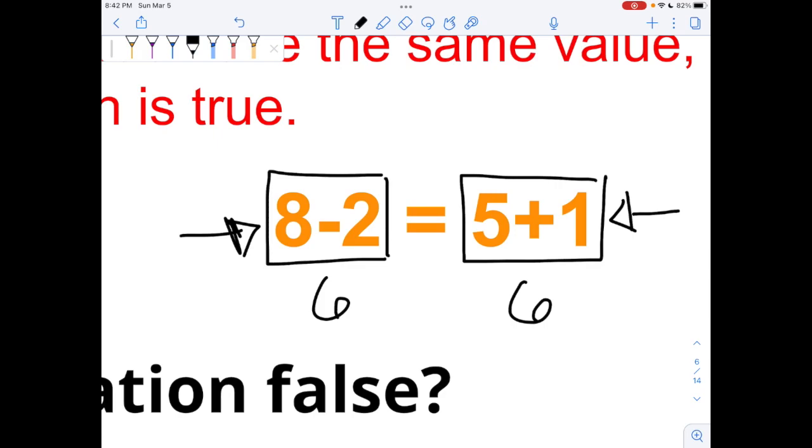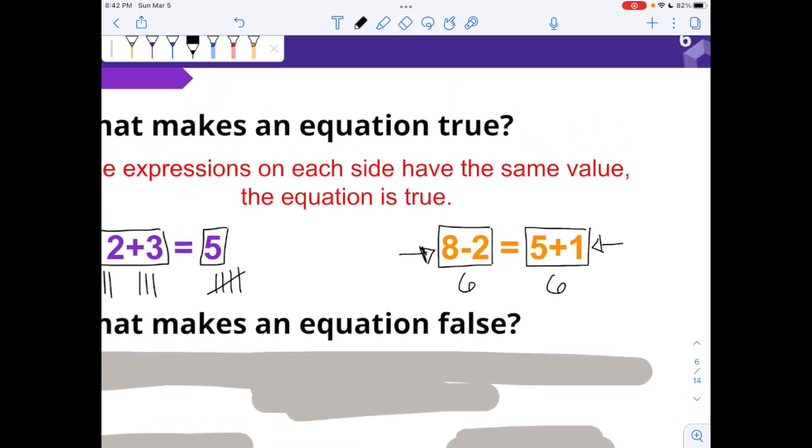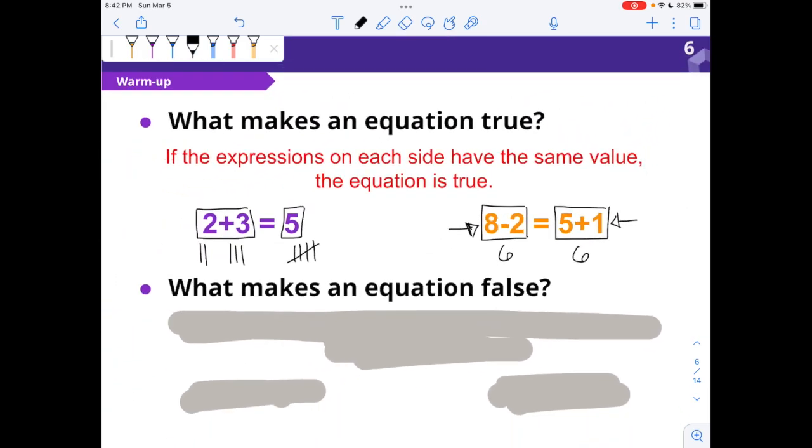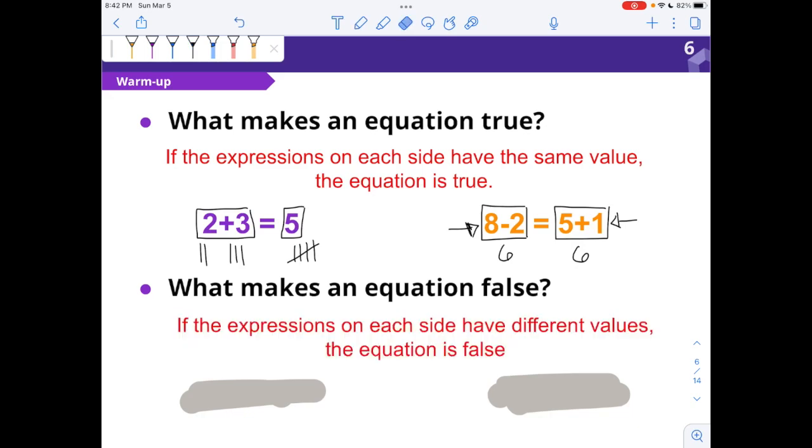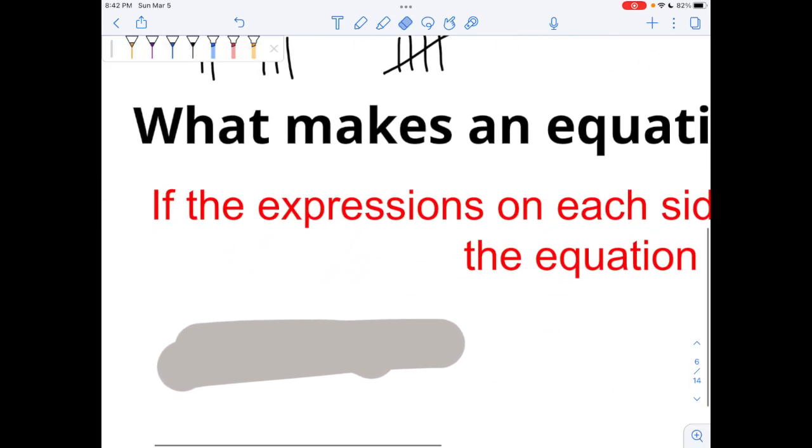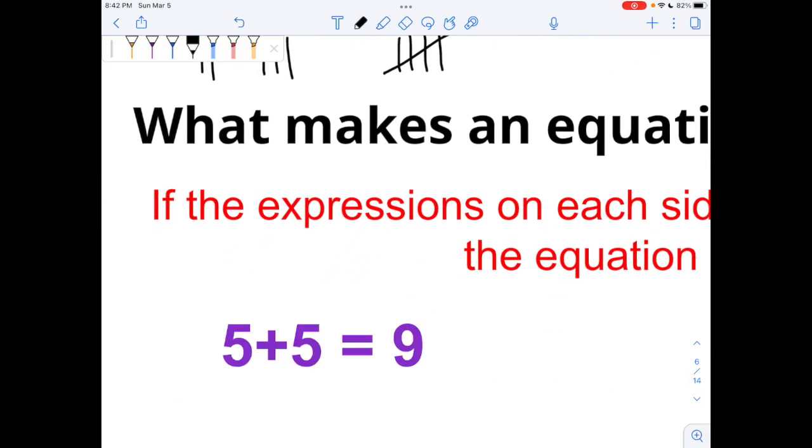On the left is 6, on the right is 6. So these equations are true. So what makes an equation false? If the expressions on each side have different values, then the equation is false. A really simple one, 5 plus 5 equals 9. You know that 5 plus 5 is 10, and 10 does not equal 9.